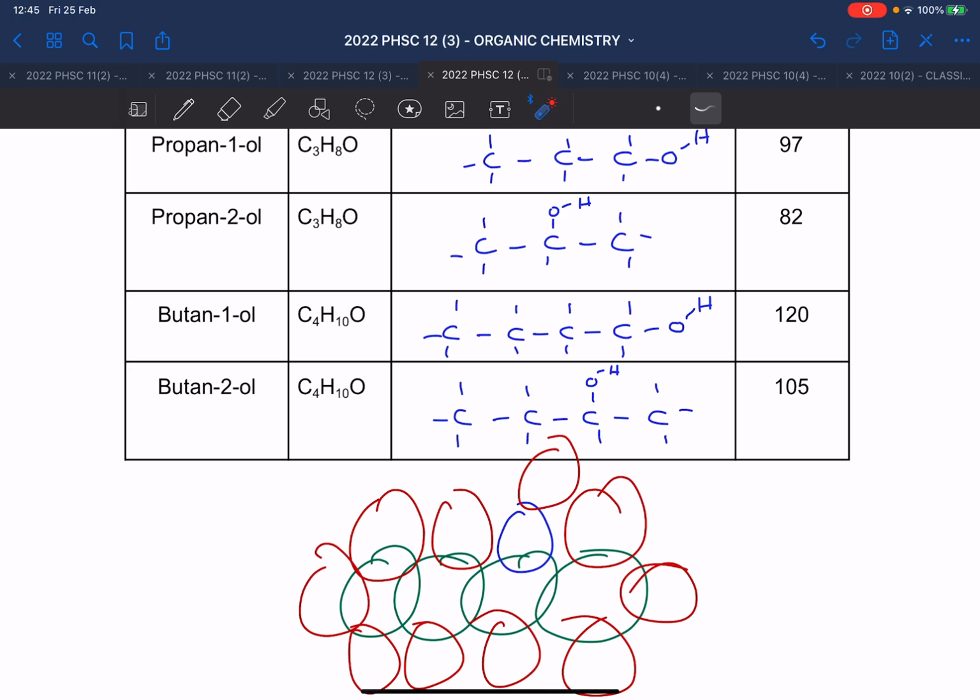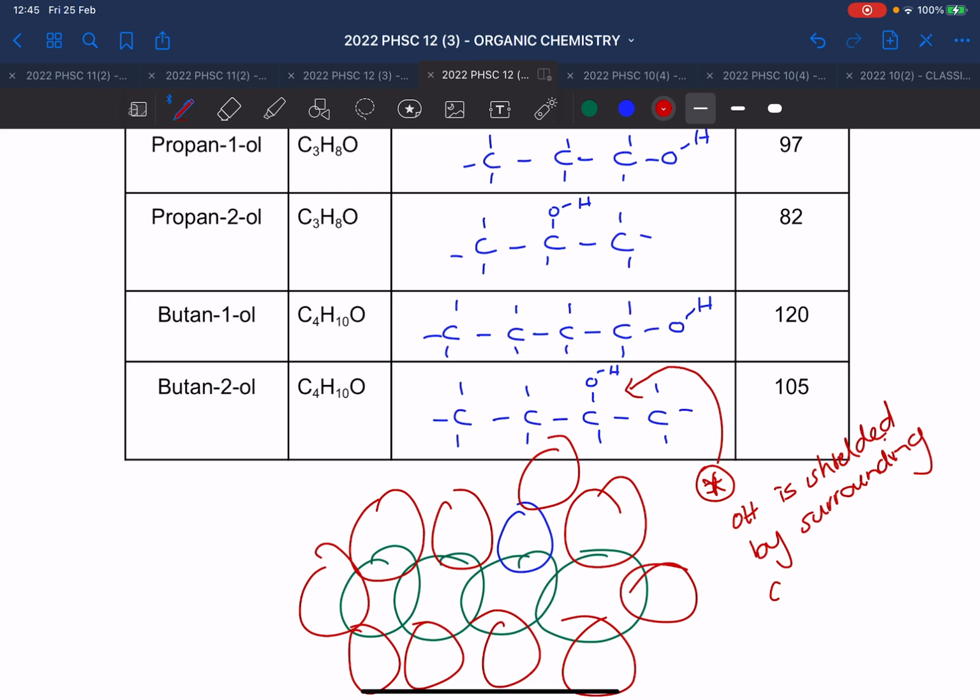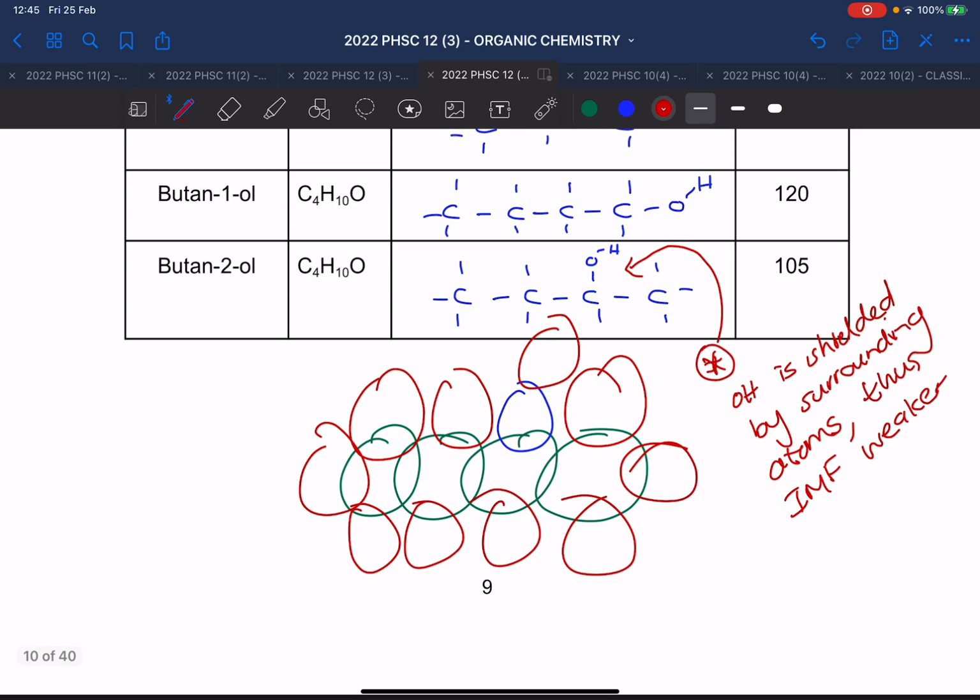Right, so I'm just going to make a note here. For that one, the hydroxyl is shielded by surrounding atoms. Thus, intermolecular forces are weaker. And then what's that golden sentence? If weak intermolecular forces, thus, put up your hand. Thus, a sentence, not a word.